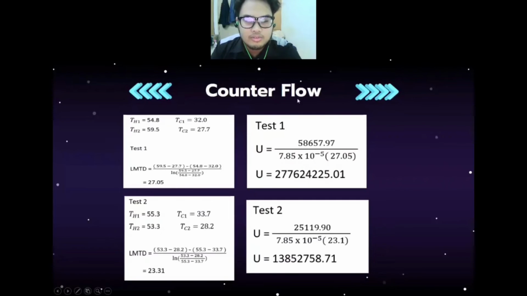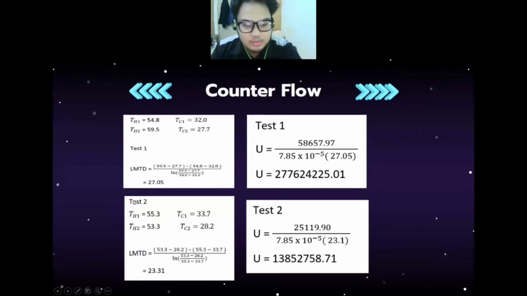For the counterflow, it is also the same. With the help of TH1, TH2, TC1, TC2, we can calculate the LMTD. So we get 27.05 for test 1. Then the LMTD we plug into the heat transfer coefficient. We get 27762422501.